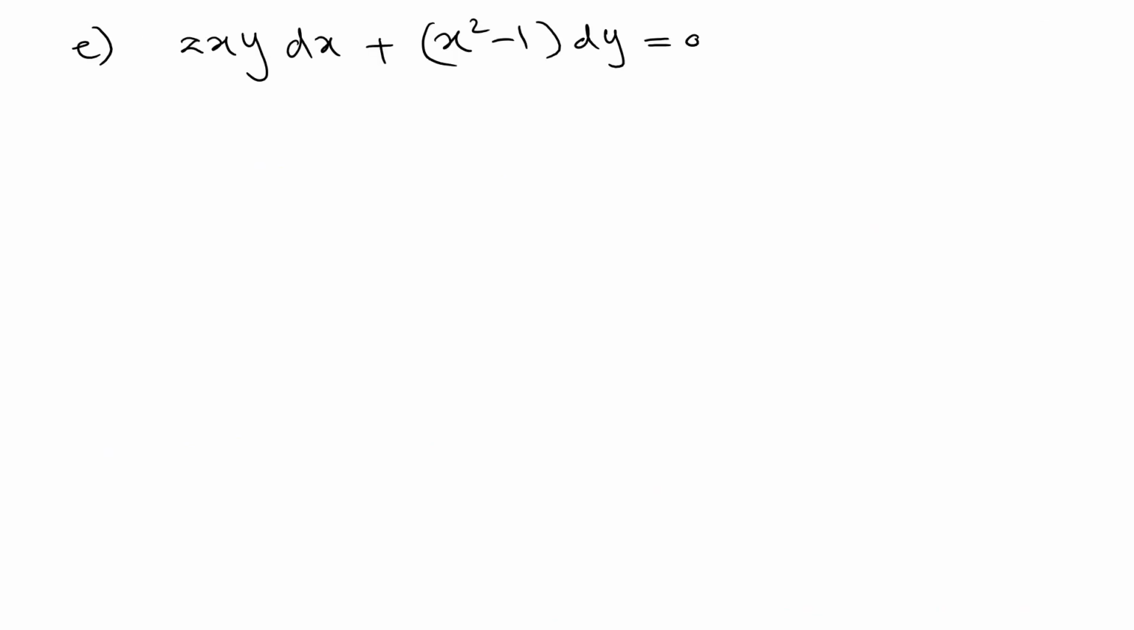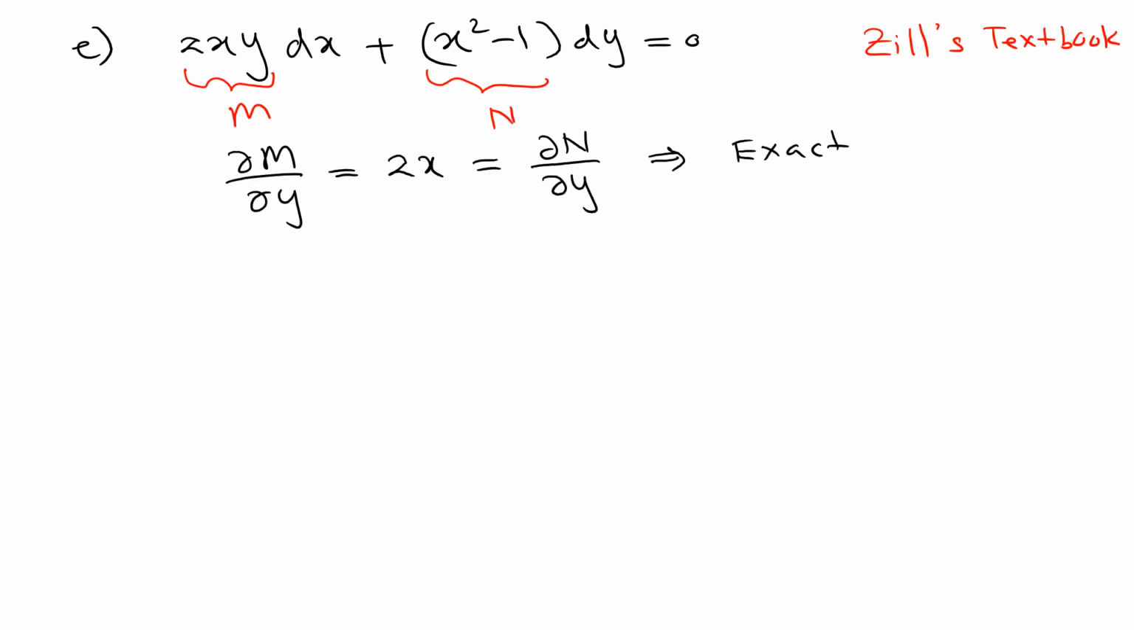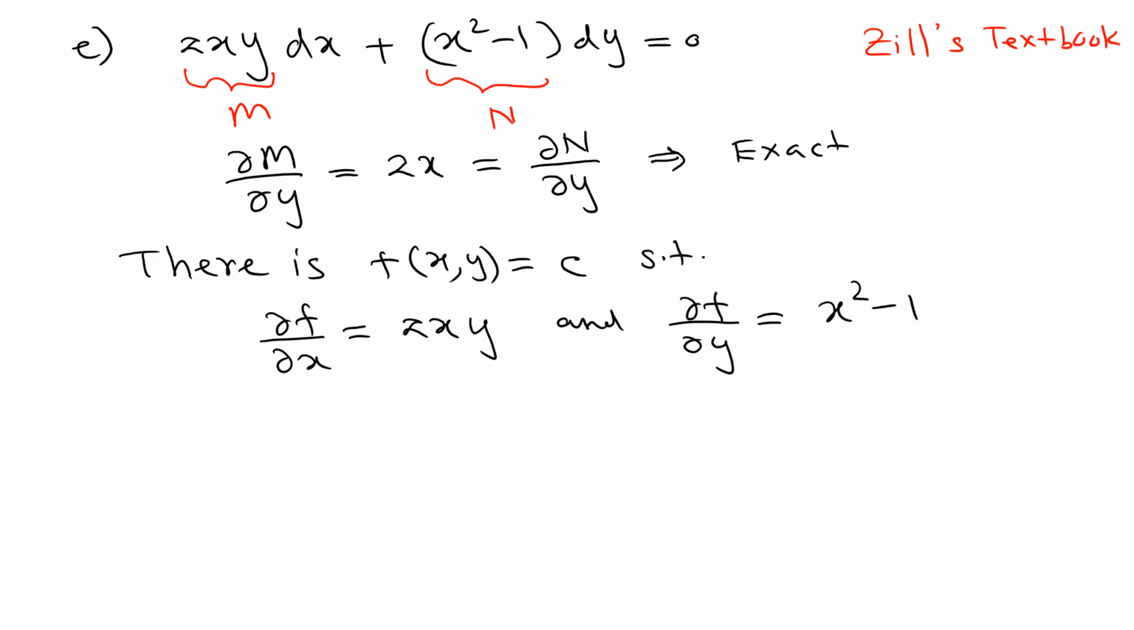You can find this problem in the Zill differential equations book, and let's see how we can use the shortcut to get the answer quickly, just for comparison purposes. As before, we identify the M function and the N function, and then we can check the condition. You can see the two partial derivatives are equal to 2x, so it is exact. That means there is a function f(x,y) such that the partial derivative with respect to x equals the M function 2xy, and the partial with respect to y equals the N function x squared minus 1.